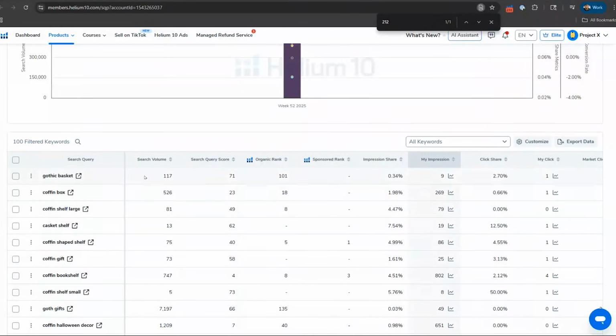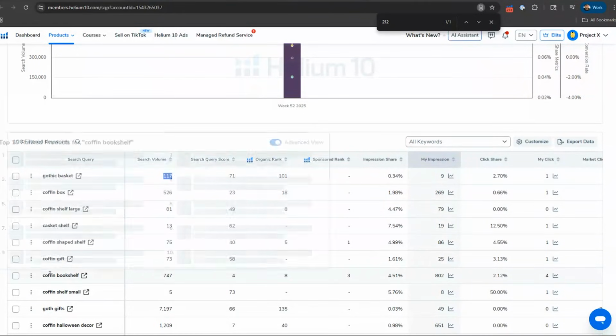Now, right off the bat, one interesting thing is comparing the Search Query Performance search volume with my impressions. For example, Gothic Basket, search volume was 117, but my impressions was 9. In other words, less than 10% of the time I showed up on the top of page 1. And sure enough, with this Helium 10 score here, I can see that my organic rank, the last time Helium 10 checked, was 100. So no wonder why I barely got any impressions, right?